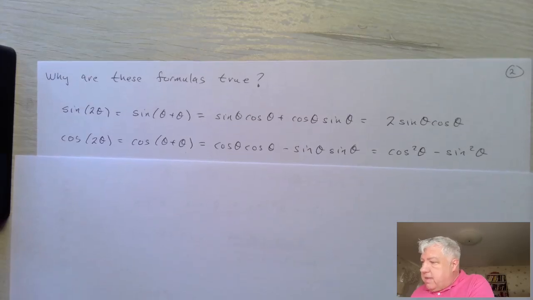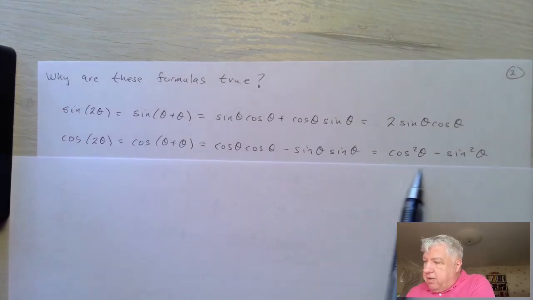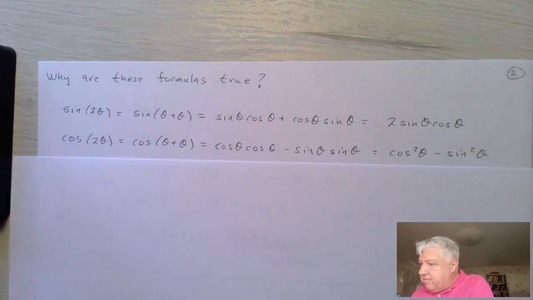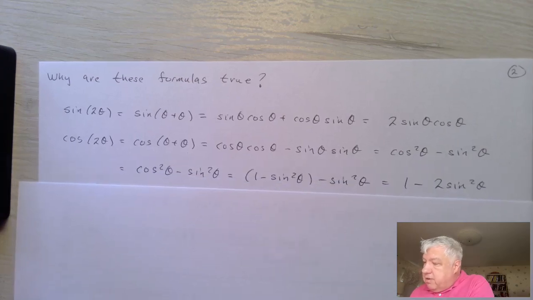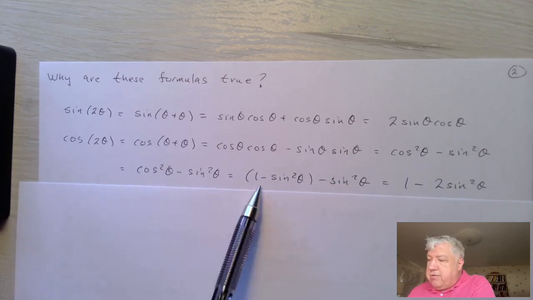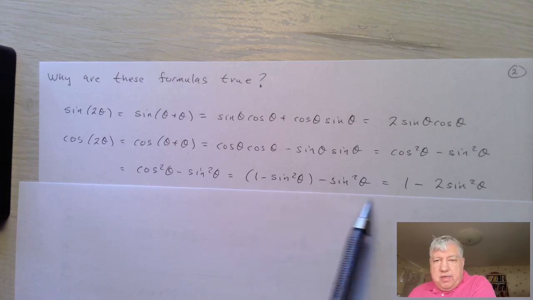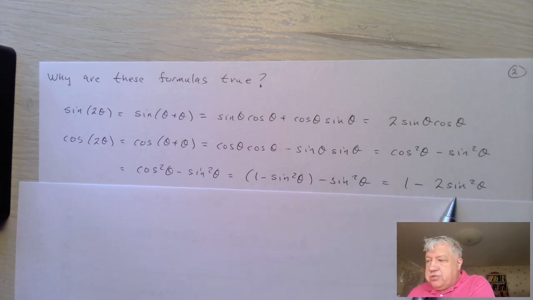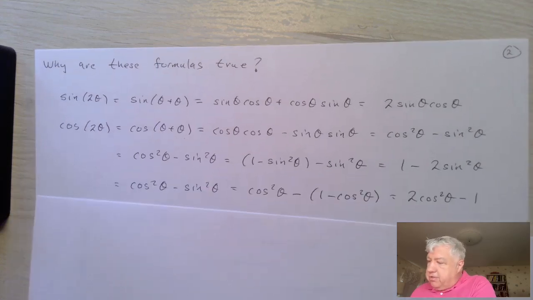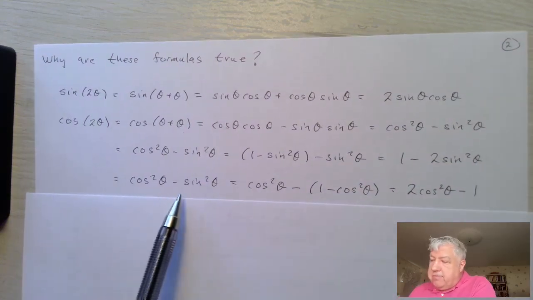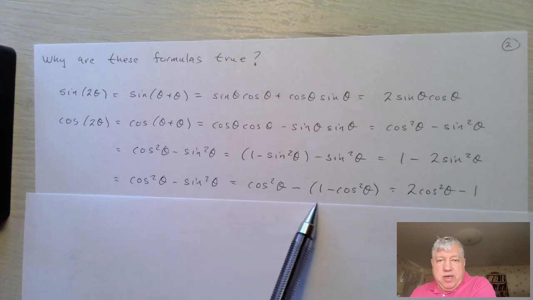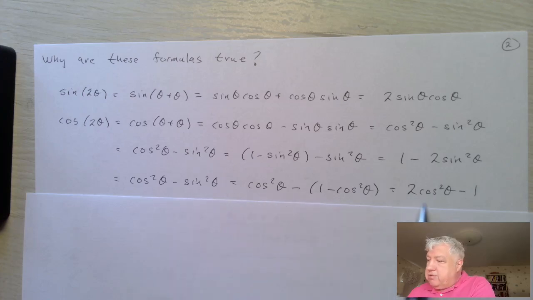However, we can have a couple other forms of this. We know that we can replace cosine squared with 1 minus sine squared. Then if we distribute everything and collect like terms, we get 1 minus 2 sine squared of theta. Or we can keep the cosine squared and replace the sine squared with 1 minus cosine squared, distribute the minus sign, and then we get 2 cosine squared of theta minus 1.